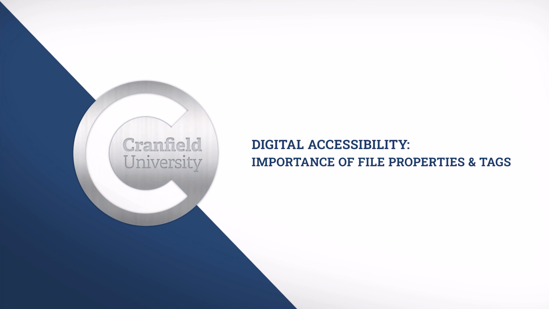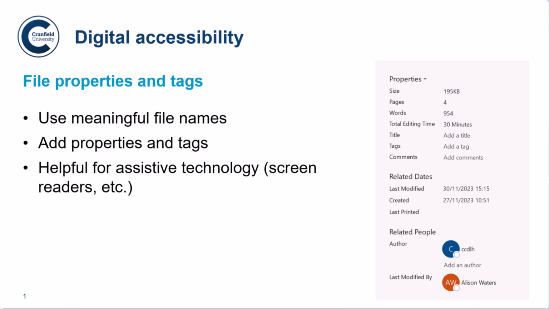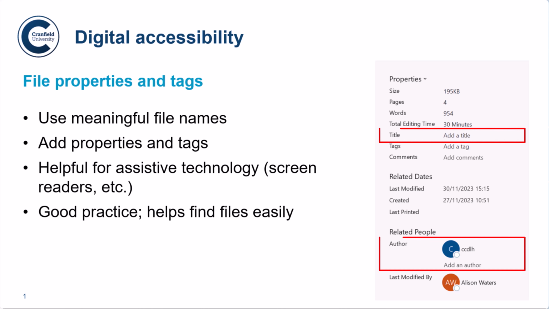In this video, we demonstrate how to add file properties and tags to your documents, presentations, and spreadsheets in Microsoft 365. Giving your files meaningful names and adding file properties is helpful for anyone using assistive technology. It's also good practice in general, as it makes your files easier for anyone to find. When someone using a screen reader opens your file, the screen reader can announce the title and author, helping them confirm they've opened the correct document.